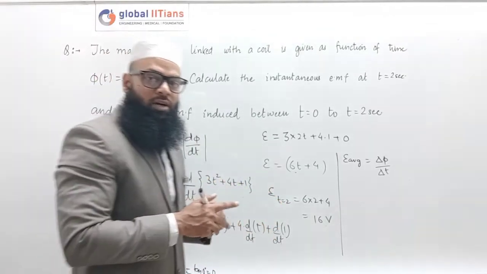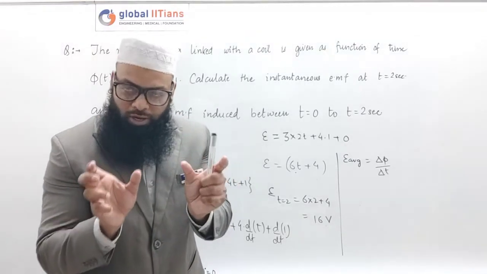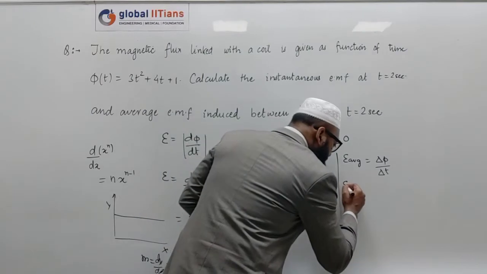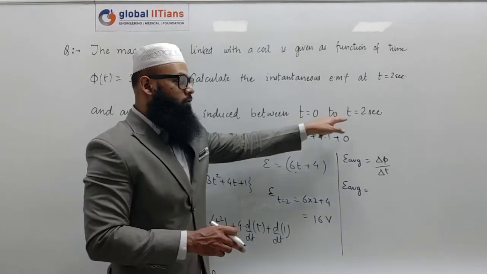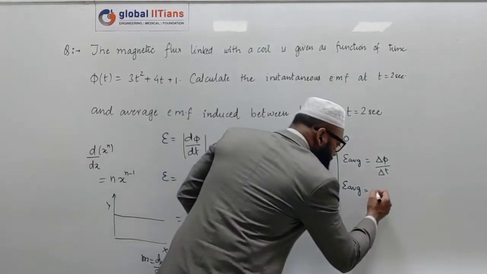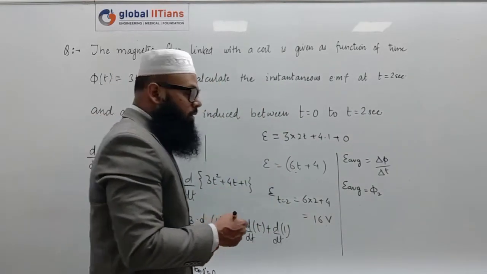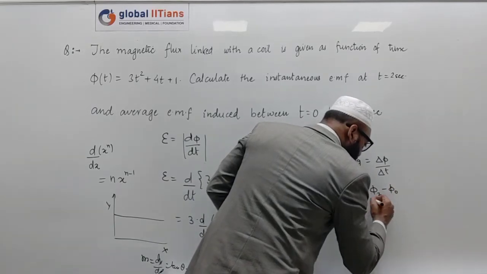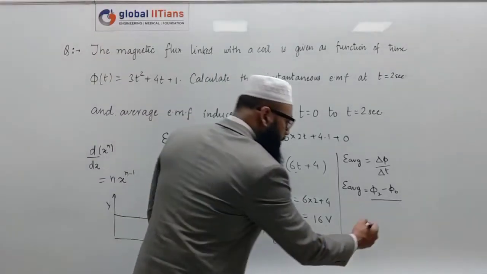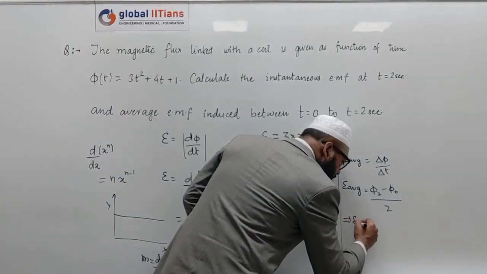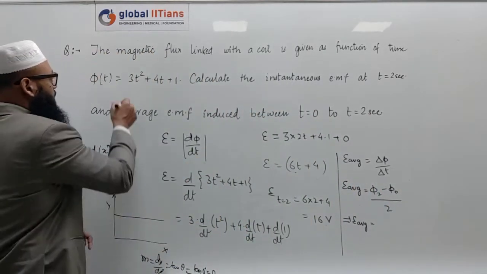So delta phi over delta t means the difference of the magnetic flux between 2 values of time. So E average is equal to, we are supposed to find out between time t equal to 0 to time t equal to 2 seconds. So I can say it's going to be phi 2, the instantaneous flux at time t equal to 2, minus the instantaneous flux at time t equal to 0, upon the difference in time, that is going to be 2 minus 0 only, so 2. So E average will be equal to phi 2. Now I will put the value of time t equal to 2 in this equation.